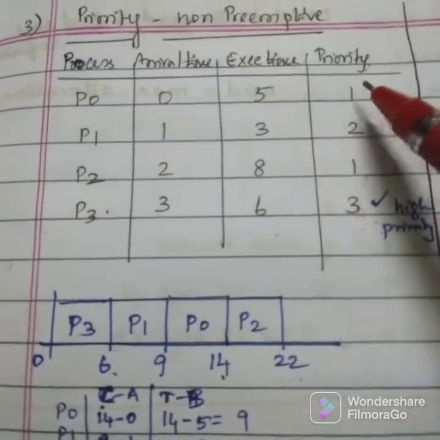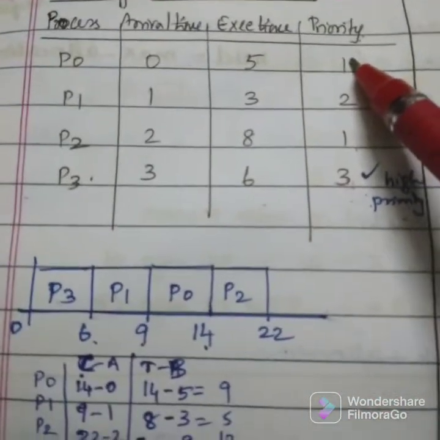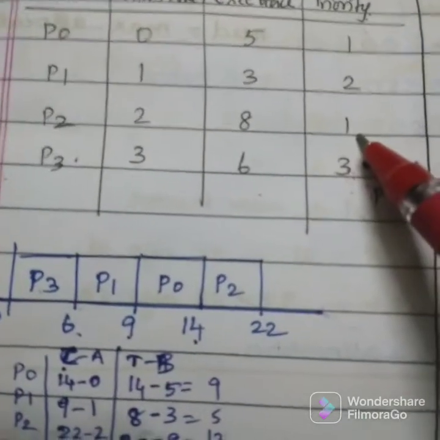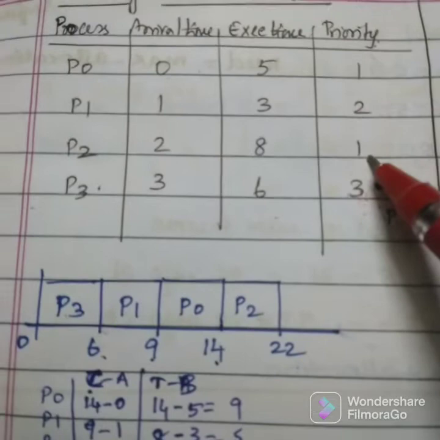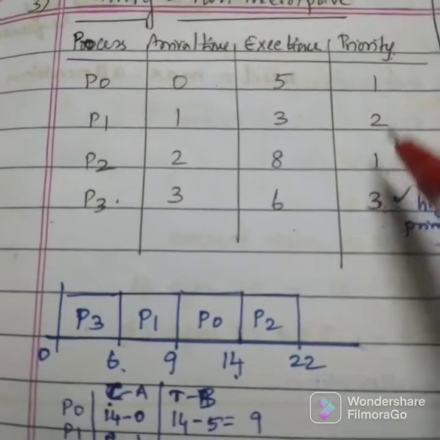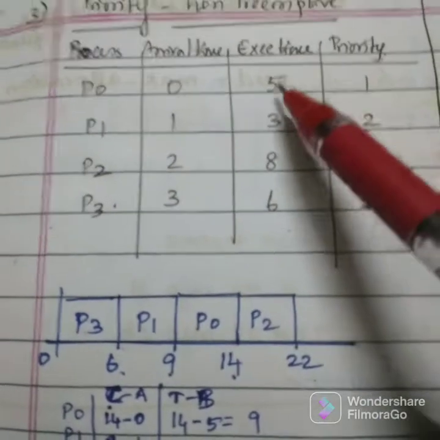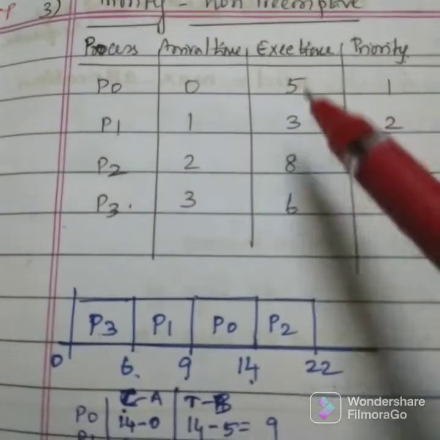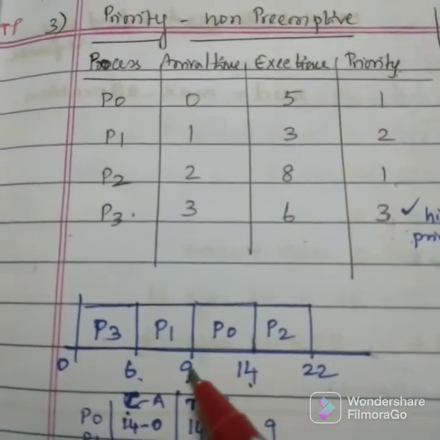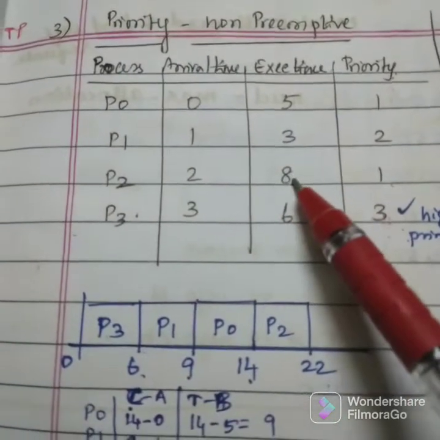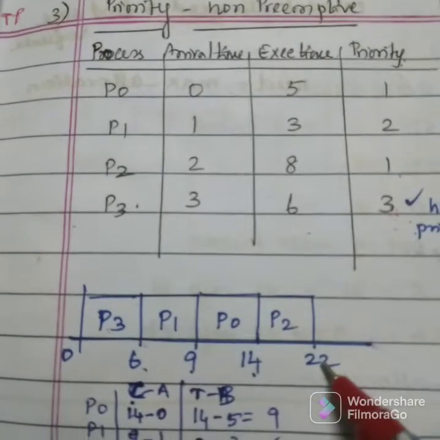Then processes with the same priority will be executed on first come first served basis. So P0, and the last one P2. P0 will be executing, its execution time is 5. So already 9 plus 5, 14. Then the next one is 8. So 14 plus 8, 22.